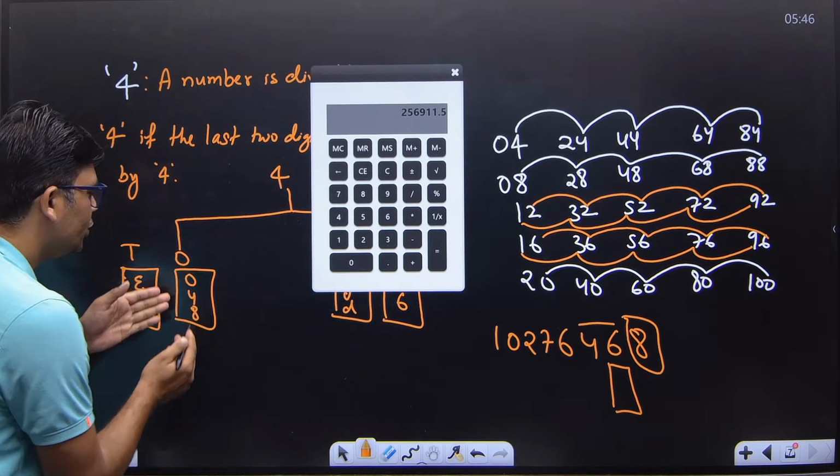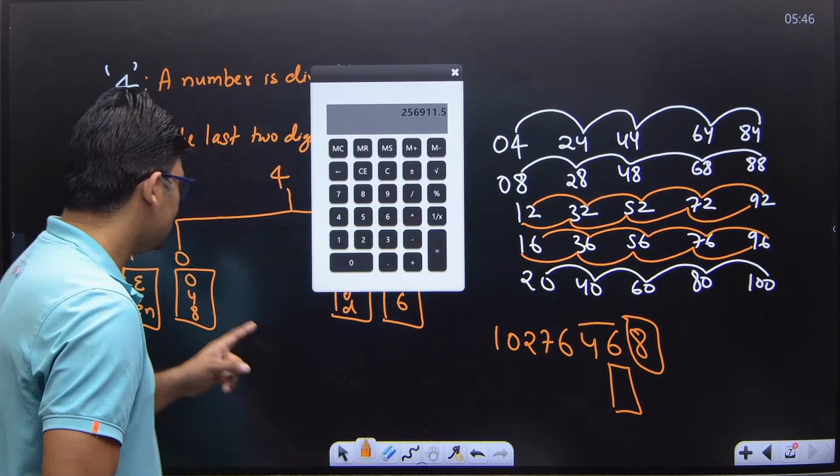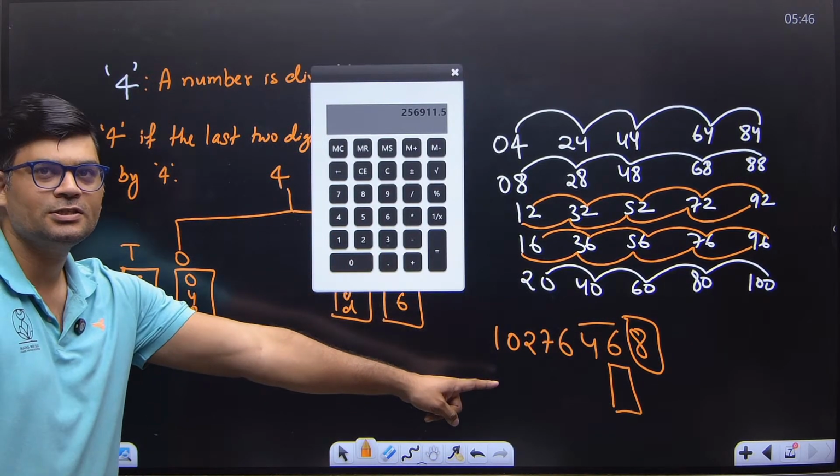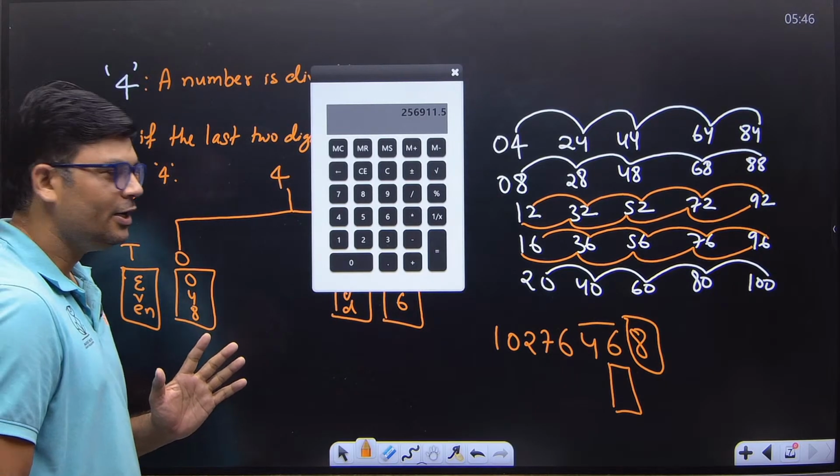So you have got only 3 options. If the previous digit is an even, you have got only 3 options: 0, 4 or 8. So the lowest digit is 0. The maximum digit is 8. Are you getting it?